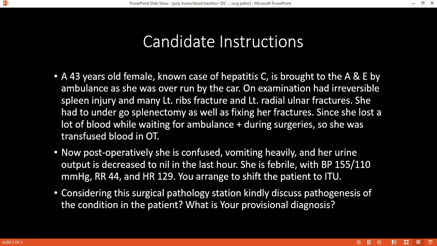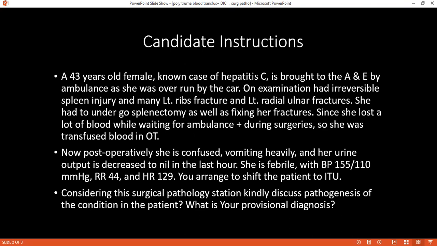Here, as the patient had the polytrauma, the patient is a known case of hepatitis C. I suspect that the patient had liver dysfunction already. And on top of that, as the patient has multiple fractures and splenic injury, the patient might be having a hypotensive shock. And the patient might also be suffering from disseminated intravascular coagulation.